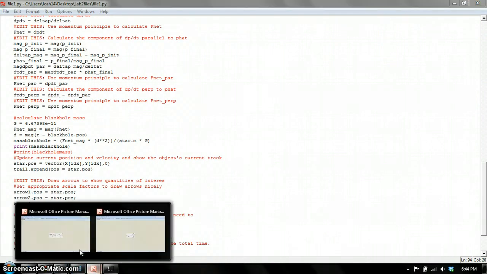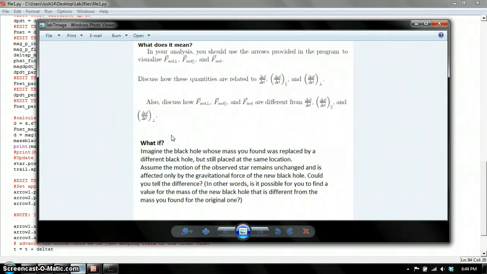So for the what does it mean question, are these related? Well, for delta t sufficiently small, fnet is equal to delta p over delta t, or approximately equal to it as delta t and delta p go to 0. And it's also the same for the parallel and perpendicular components.